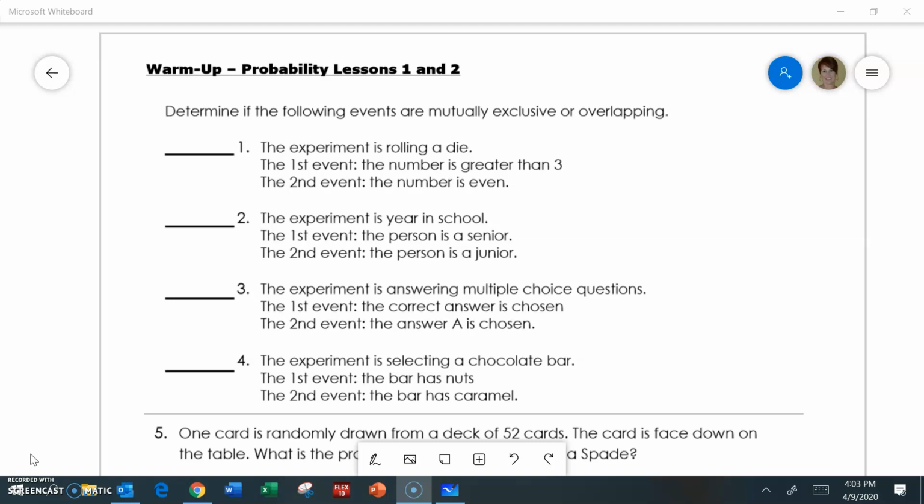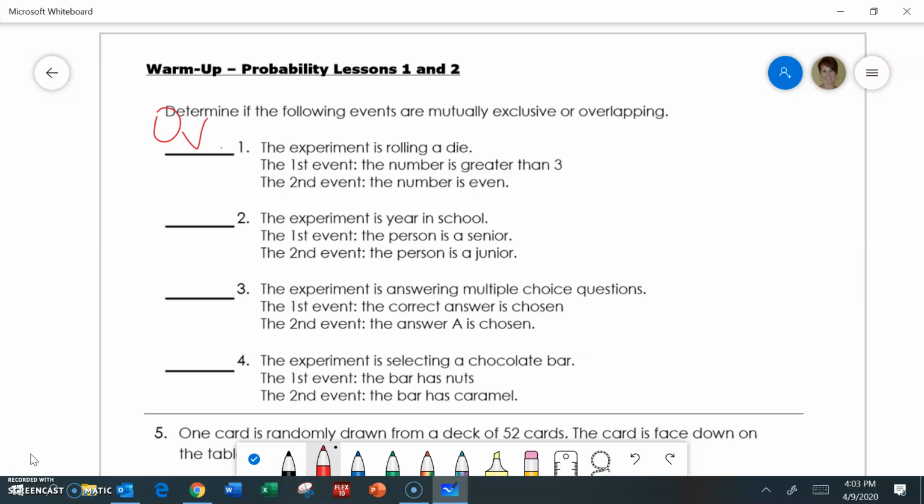Okay, so number one, let's check your answers. If you are going to roll a die and the first event is the number has to be greater than 3, so that would be 4, 5, 6, and then the number is even, 2, 4, 6, you heard that there was overlap. So therefore, this is considered overlapping. So I'm just going to abbreviate and put OV, overlapping.